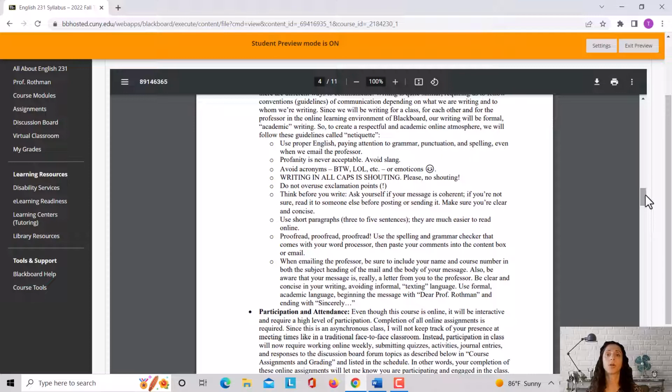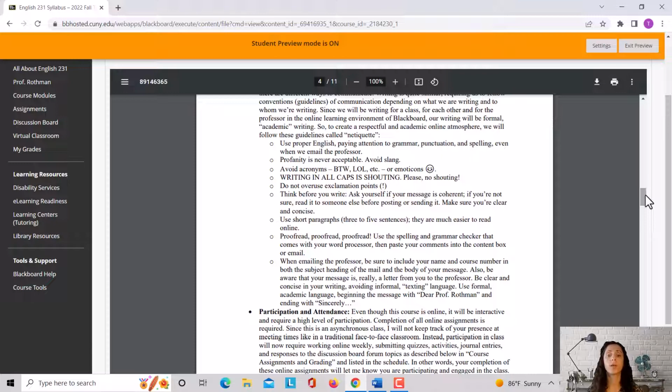Make sure you're clear and concise. Use short paragraphs, 3 to 5 sentences each. They're much easier to read online. Proofread, and proofread. Use the spelling and grammar checker that comes with your word processor, then paste your comments into the content box or email. When you email me, be sure to include your name and course number in both the subject heading of the mail and the body of your message.